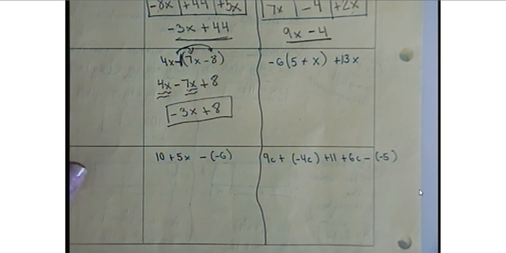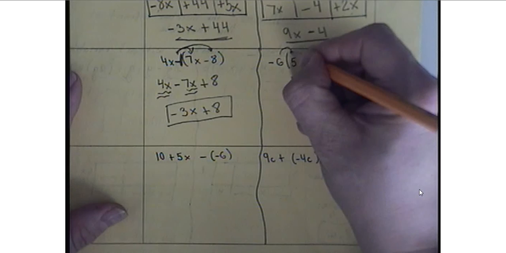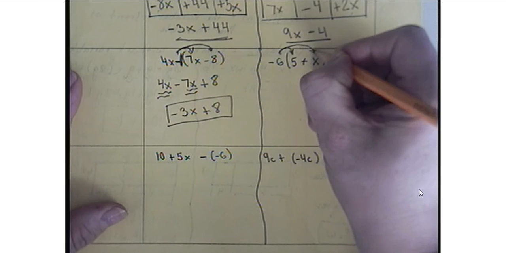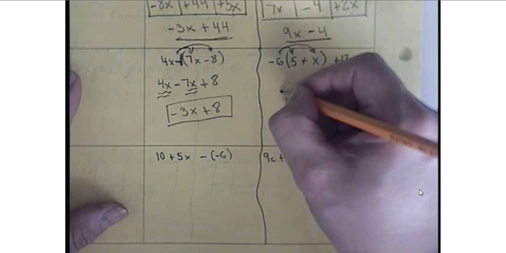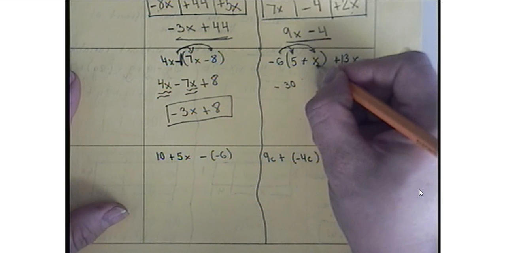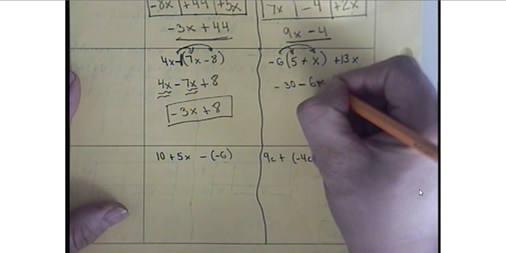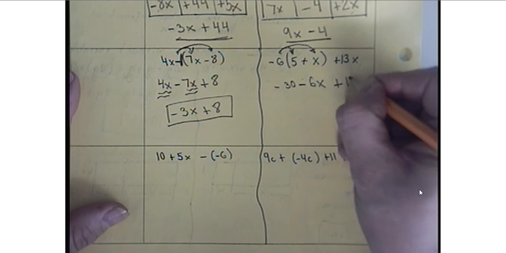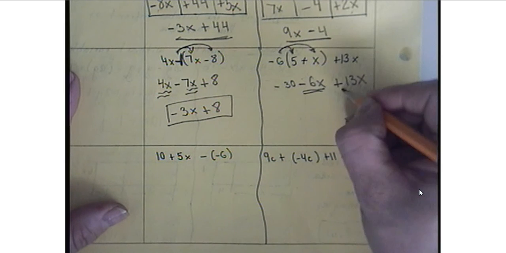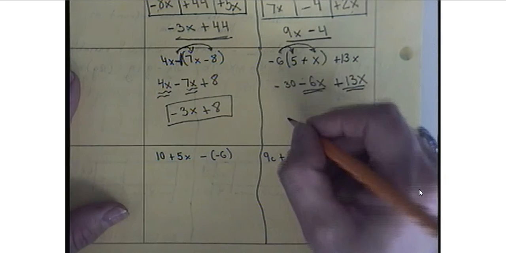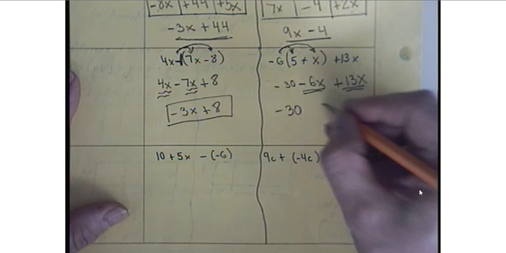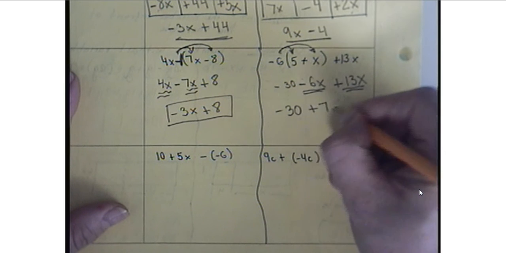Next one, we have negative 6 times 5 and negative 6 times x. Negative 6 times 5 is negative 30, and negative 6 times x will be negative 6x, and then just plus 13x. Like terms again will be negative 6x plus 13x. So I'm going to write down negative 30, and negative 6 plus 13 will give me plus 7x.